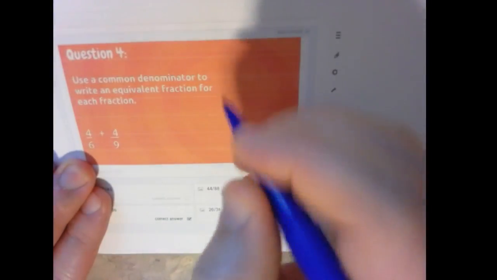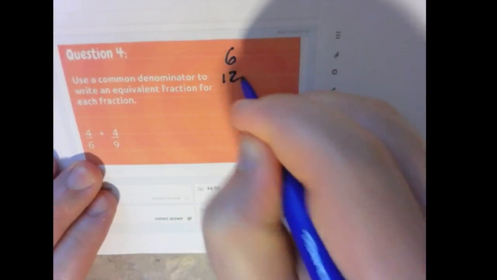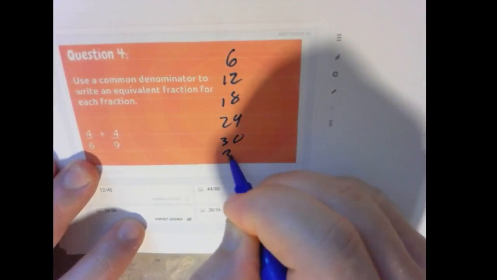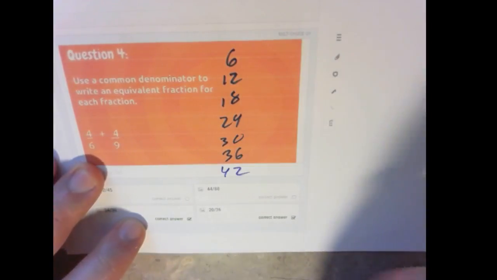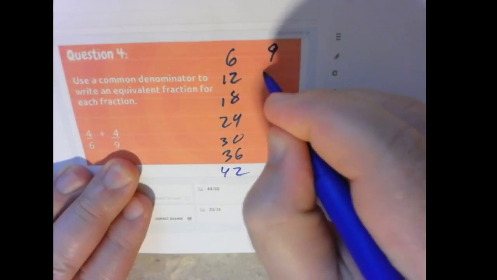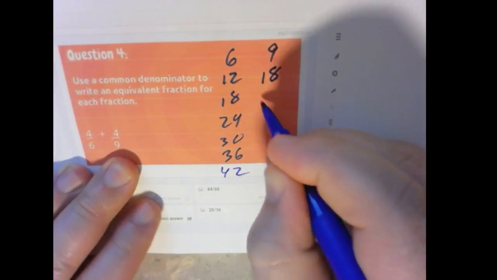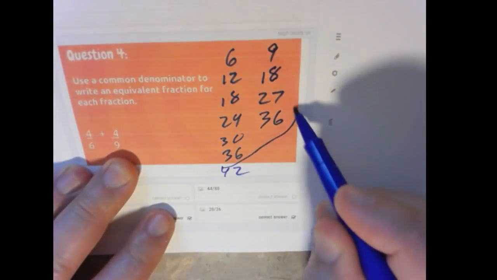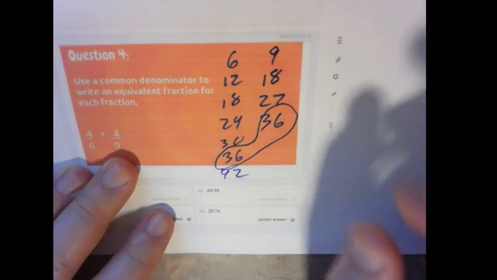Okay, one last problem. So let's do our multiples of 6: 6, 12, 18, 24, 30, 36, 42. I think that will be enough. Let's do our multiples of 9: 9, 18, 27, 36. There we go. Okay, so 36 is our target.